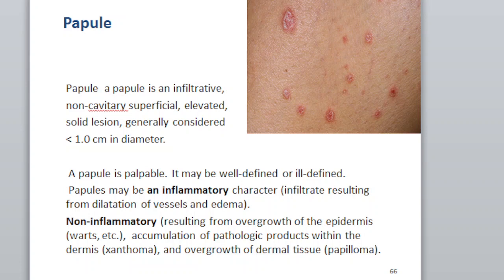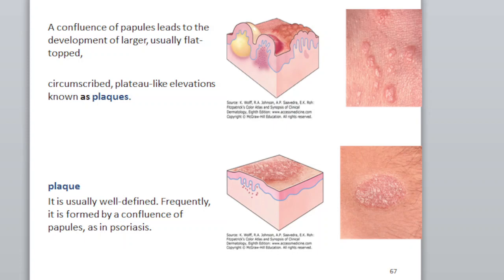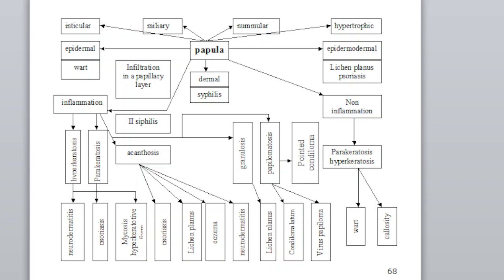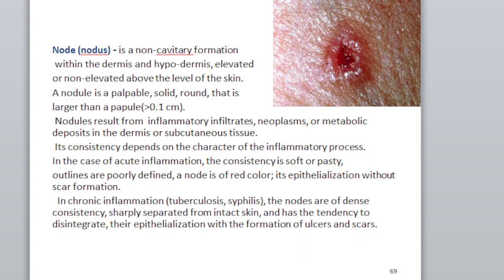Next slide. A confluence of papules leads to the development of larger, usually flat-topped, circumscribed, plateau-like elevations known as plaques. A plaque is usually well-defined. Frequently, it is formed by a confluence of papules, as in psoriasis. Next slide.